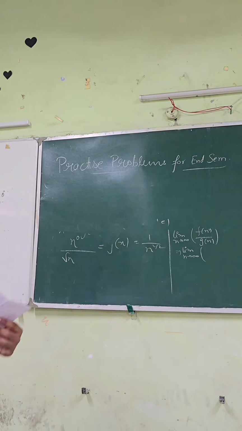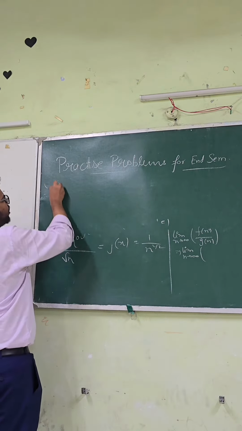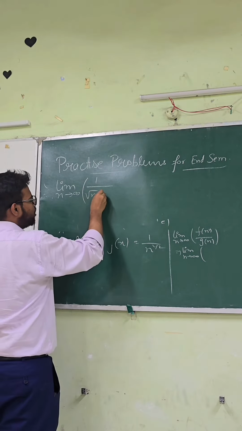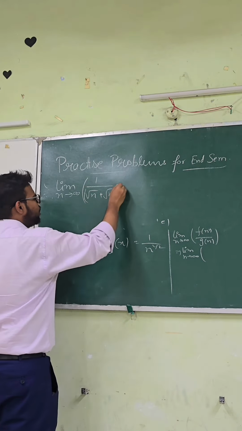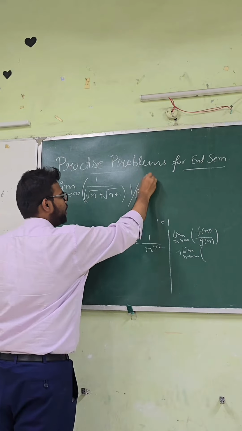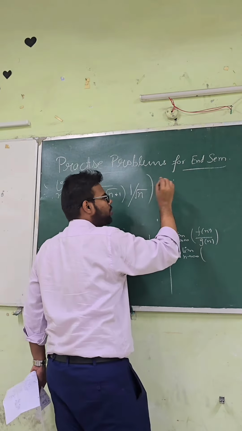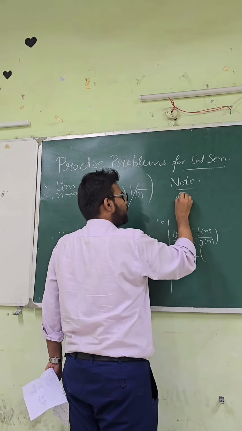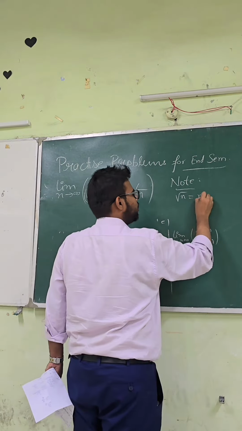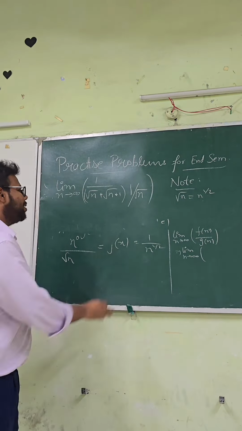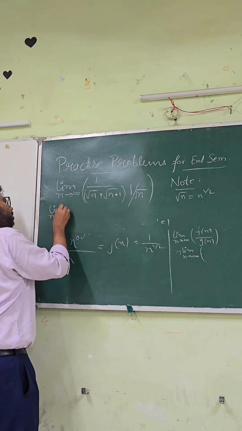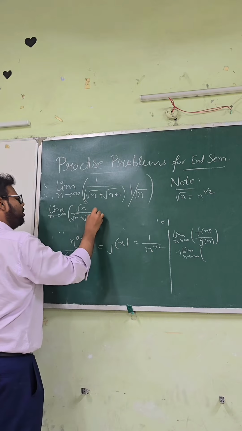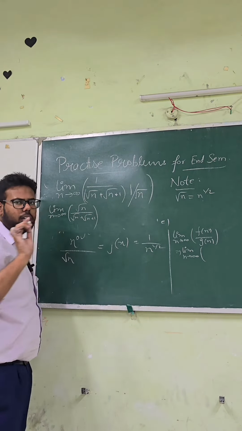Let me keep the duster. Yeah, now let's see. We get the limit as n tends towards infinity. What was the expression? It was 1 upon root n plus root n plus 1, divided by g(x). g(x) was 1 upon root n. Many people ask me how I wrote root n. It's very basic, but many people get confused because we don't write a 2 over here. So it is equal to n to the power half. Don't forget it. Just bring that term into the numerator: the limit as n tends towards infinity of root n by root n plus root n plus 1.